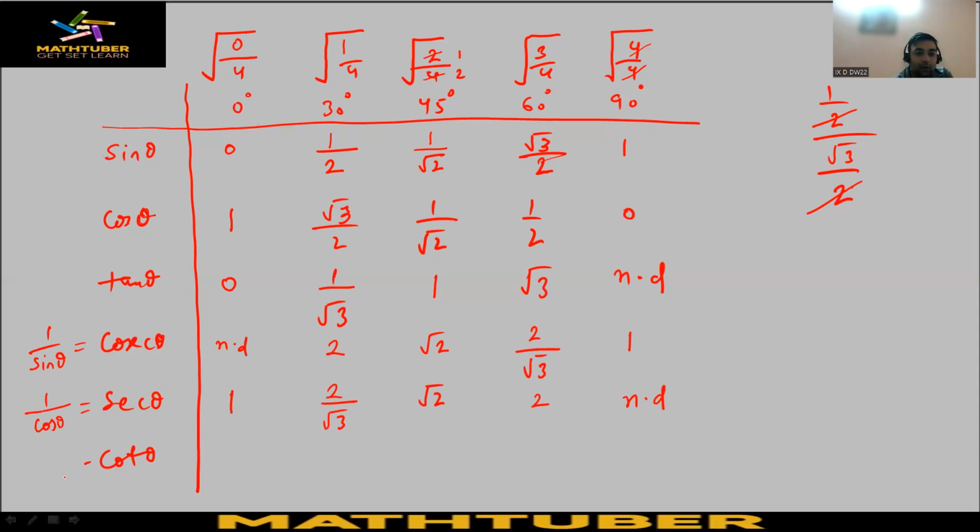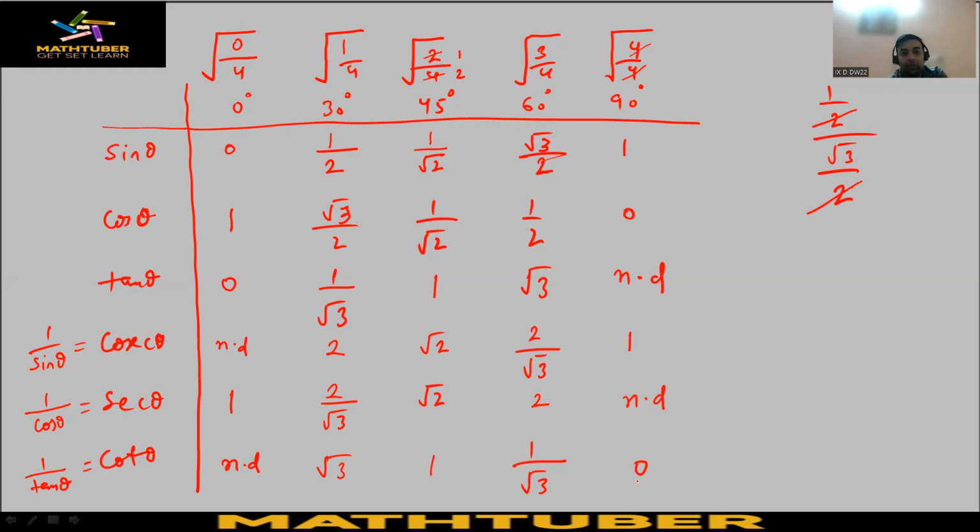And similarly, cot theta is the reciprocal of tan theta. So do the reciprocal of all the values of tan theta here. This will be not defined as it is the reciprocal of 0. This will be root 3. This will be 1. This will be 1 upon root 3. And the reciprocal of not defined is 0. Right? So these are the values of the trigonometric ratios for some specific angles.